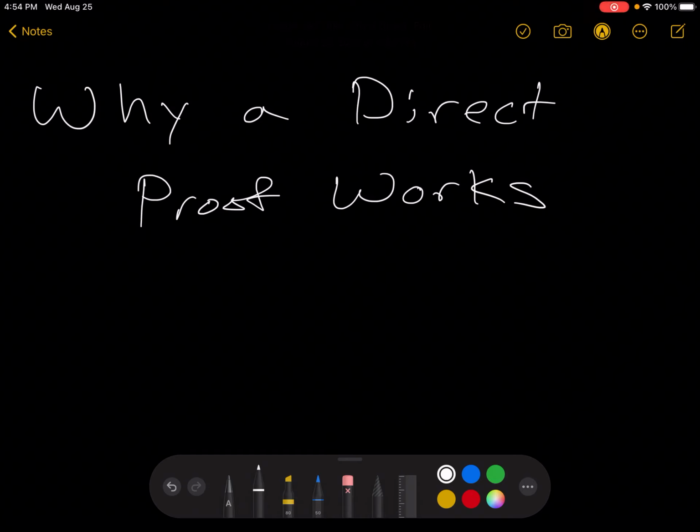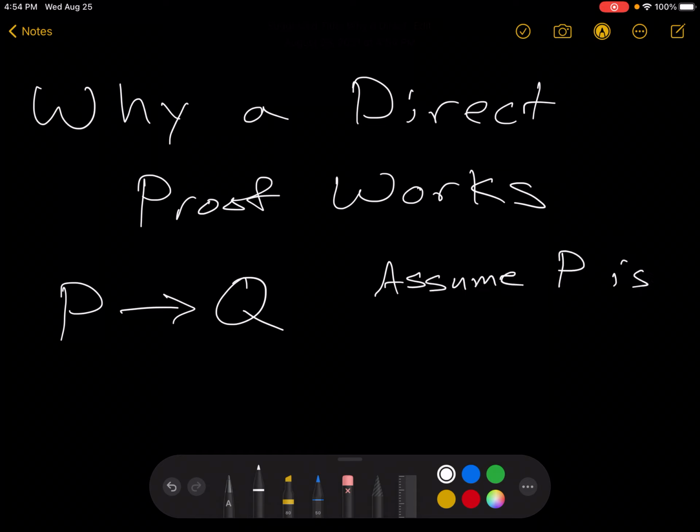In this video, I want to explain why a direct proof works. So a direct proof, remember, is a proof of the form if P then Q, where P and Q are statements. So we're proving something of this form, P implies Q. And the way you do a direct proof is you assume P is true. So that's your assumption. P is true.